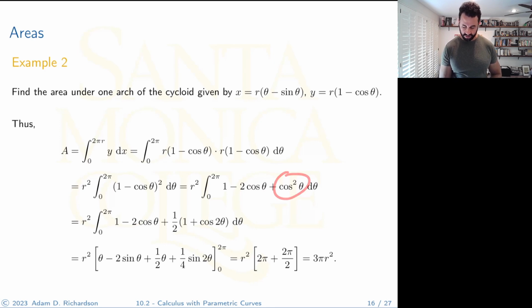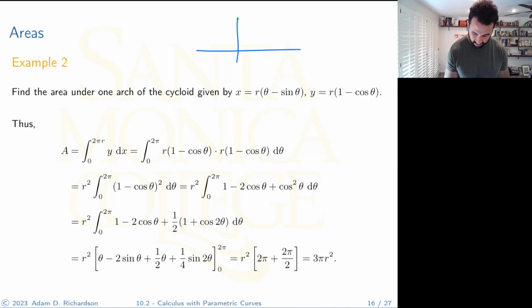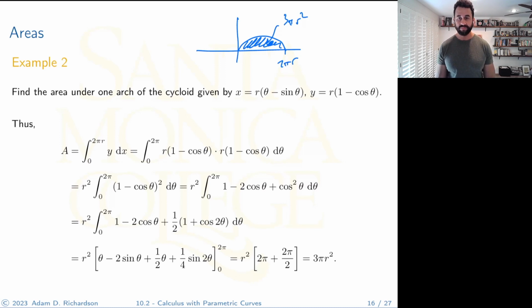You can use the power reducing identity to get that reduced. And now you can use the fundamental theorem of calculus, compute the antiderivatives, evaluate at the endpoints. And when you do that and take the difference, you'll get this expression, which simplifies to 3 pi r squared. So that's the area under one of those cycloid curves. So this area right here, this is 2 pi r. The area here is 3 pi r squared.